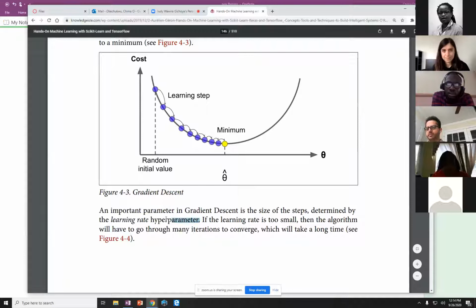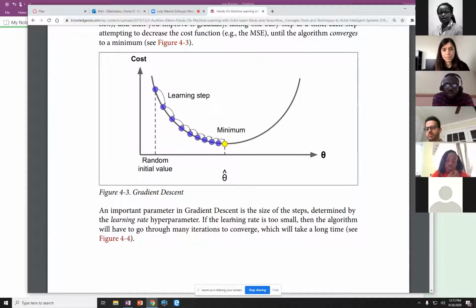So a hyperparameter is something you typically set. In normal gradient descent, there are two hyperparameters you're going to set. One is the number of iterations, and two is what we call the learning rate.